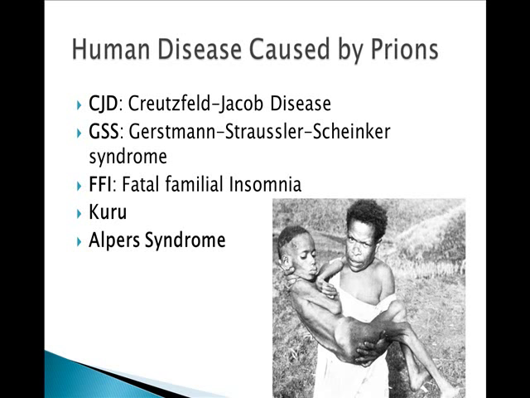FFI is characterized by severe selective atrophy of the thalamus, which is a part of the brain. So basically, it withers. And what happens is you have untreatable insomnia, and you also stop being able to do a lot of the resting processes. Digestion gets messed up, heart rate gets messed up, and all sorts of other fun stuff like that.